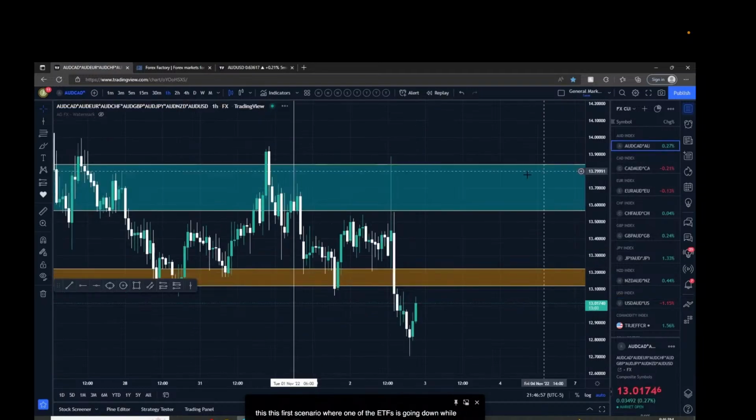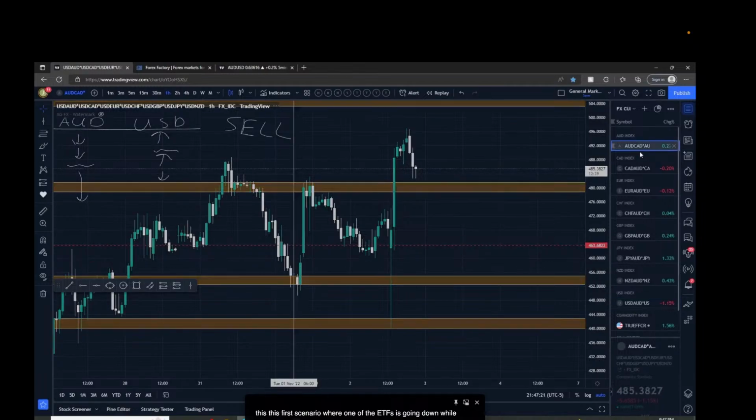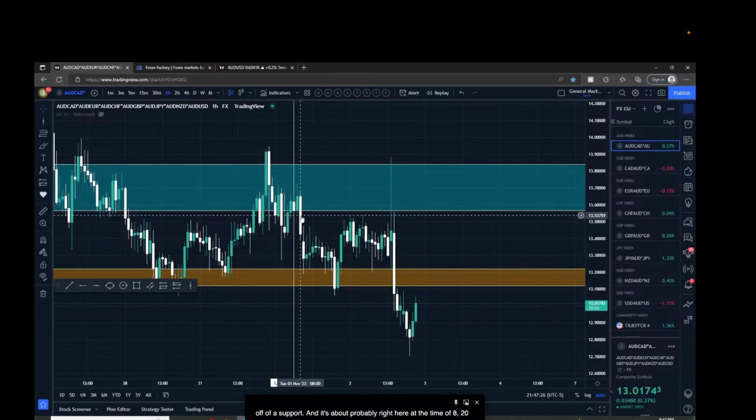Preferably I'd want to see the first scenario, where one of the ETFs is going down while USD is going up. Specifically in AUD, as you can see here, it is at a daily level because it's blue for me. I color code my zones. This is the 8 a.m. candle here. As USD is bouncing off a support, at around 8:20 to 8:30, I could see that AUD is breaking out and bouncing down off of this resistance. That triggers in my head: okay, AUD is weakening, USD is strengthening. I can look for a potential sell opportunity.